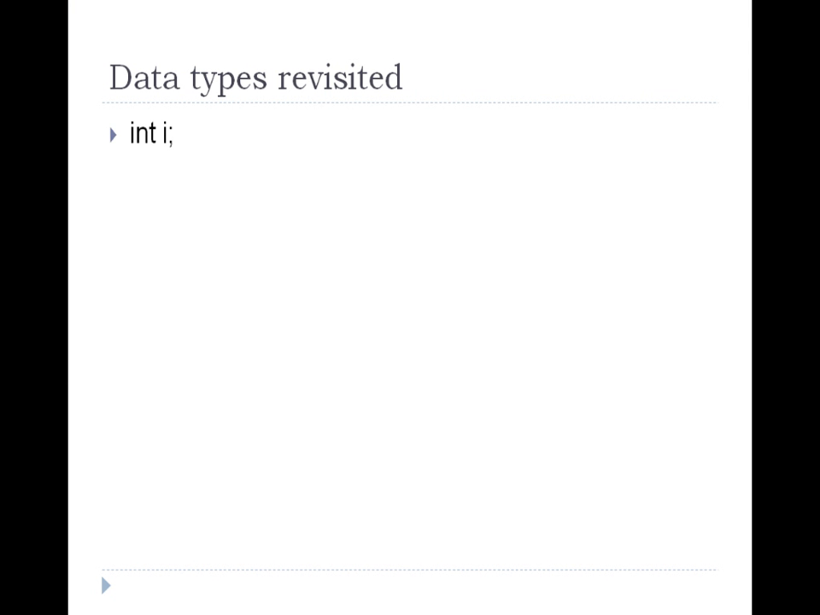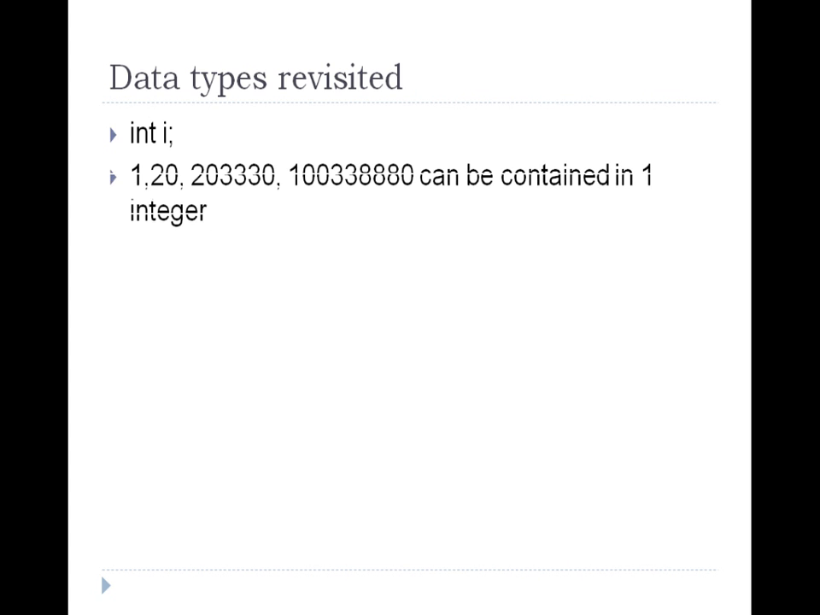Let's revisit the data types once again. Integer i creates a variable i which is of type integer. So it can store 1, it can store 20, it can store 2033, 30, etc., in a single integer.